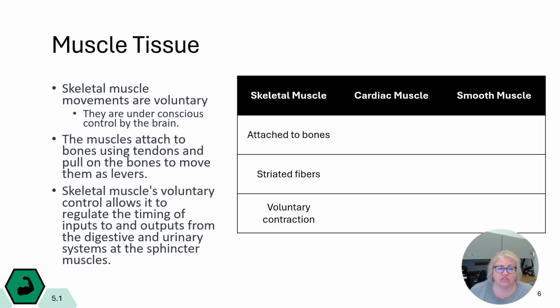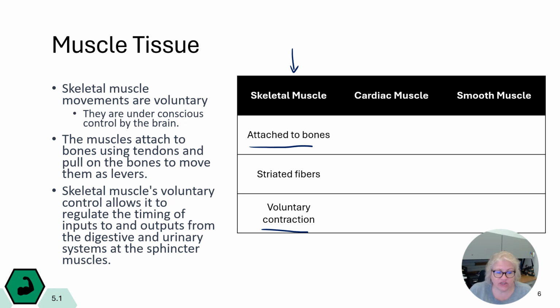Skeletal muscle movements are voluntary. So if we're looking at skeletal muscle, it's muscle that's attached to the bones. That's why it's called skeletal. It's voluntary. The contractions are under conscious control by the brain. The muscles attach to the bones using tendons, and they pull on the bones to move them as levers. We'll talk a lot more about levers, and we'll talk about those individual muscles later in this unit.